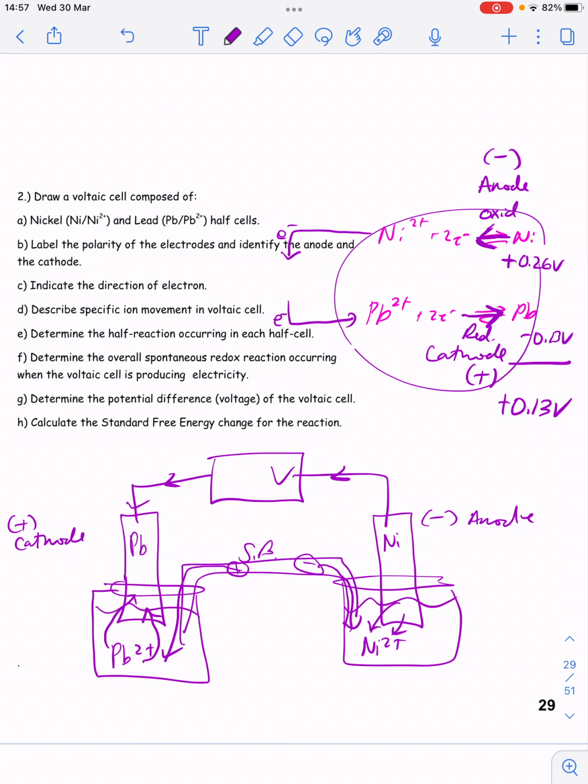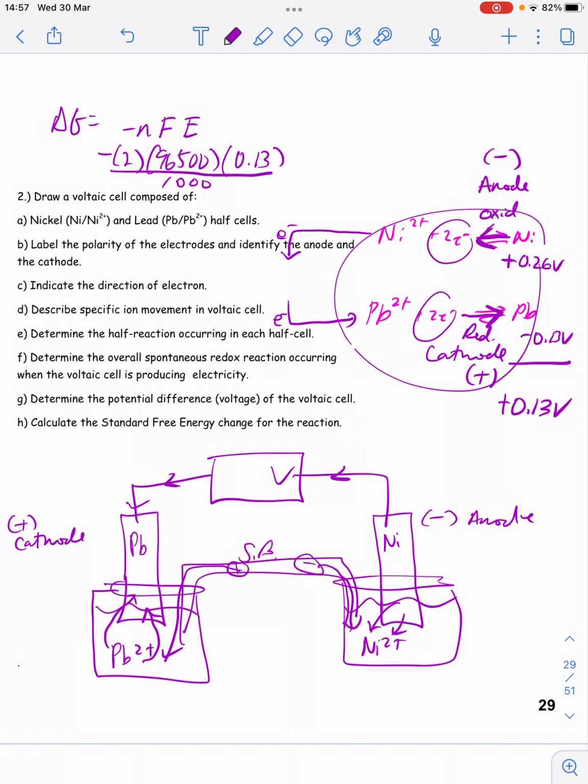When I plug this into negative nFE to get delta G, I'm going to use negative 2 for the 2 moles of electrons, 96,500 and 0.13. And I'm going to divide it by 1,000 to make sure it's in kilojoules, and I get negative 25 kilojoules.